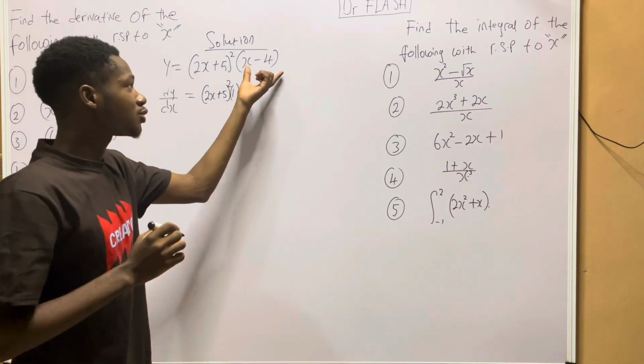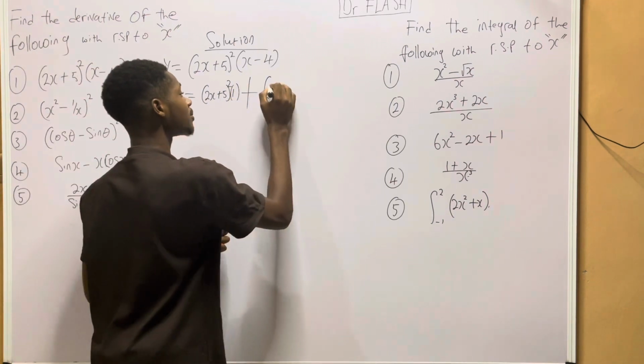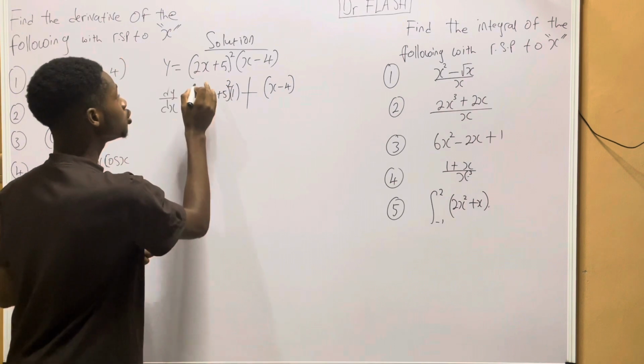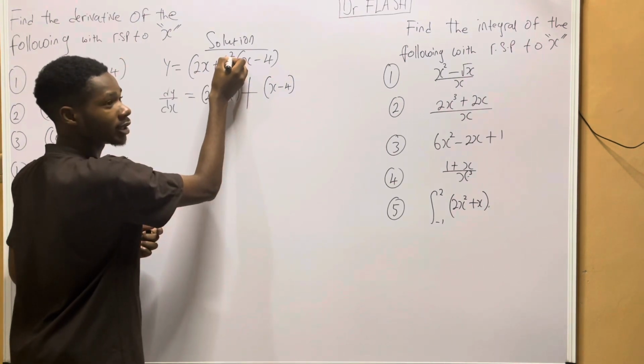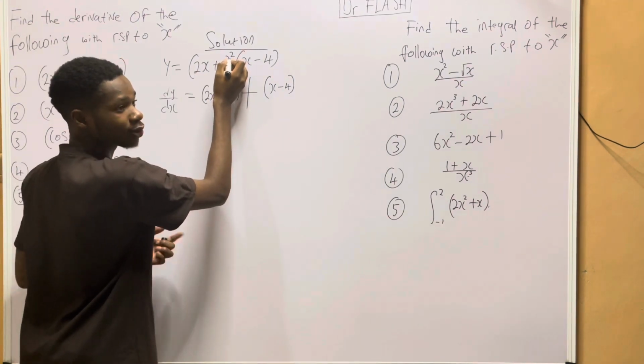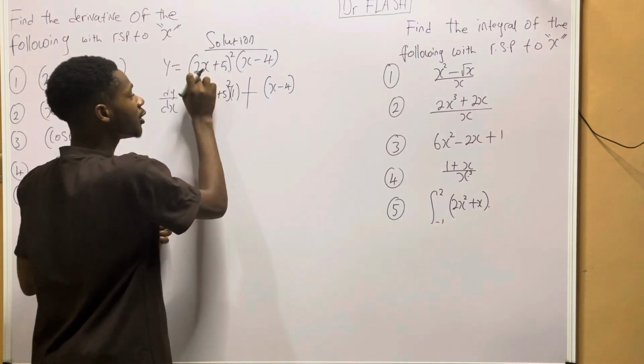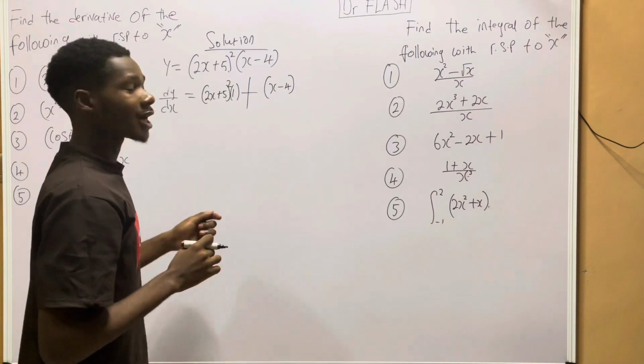Plus, now we're going to write the next bracket, which is (x − 4). Now differentiating the first bracket, we're going to make use of the chain rule because of the power outside. Whenever the power is greater than 1, we'll make use of what now? Chain rule, not just product rule. So now to make use of the chain rule, first of all, we're going to differentiate what is inside the box.